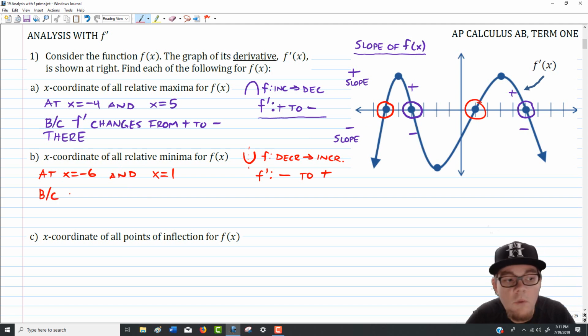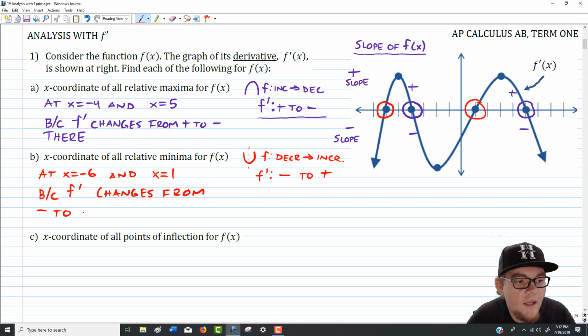And again, our rationale, if you wanted to write one in there, would be because f prime changes from minus to plus, negative to positive there. Voila.